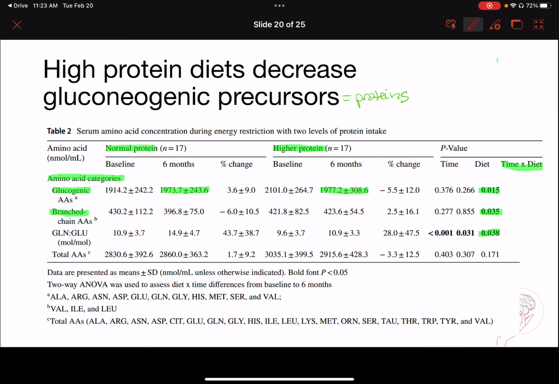So think about which group is using their muscle. If we look at the branched chain, we see a slight decrease. But in the high protein diet, we actually see an increase. And this is interesting because these can be used as fuel for muscle.